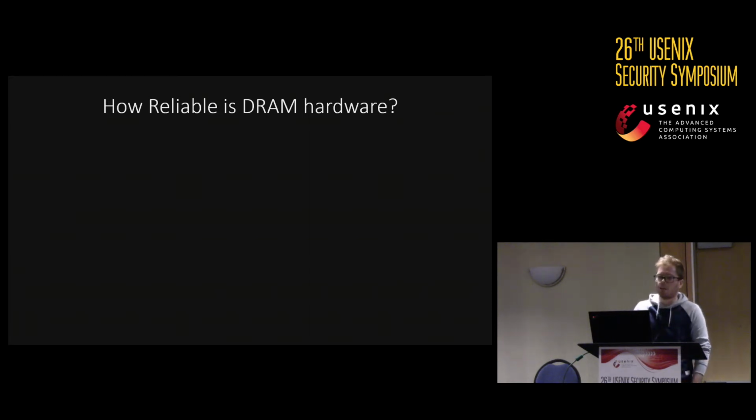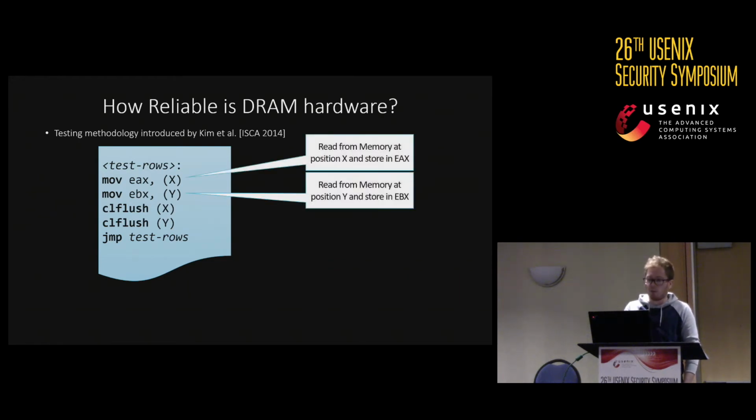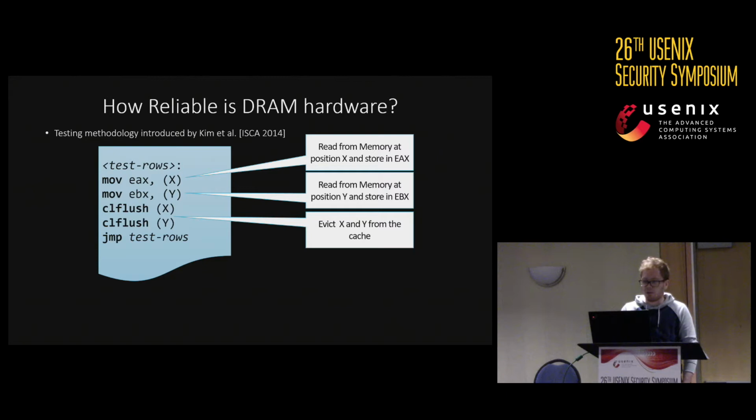So one might actually ask the question, how reliable is this mechanism? And this is exactly what Kim et al. did in 2014 when they presented a very simple code for testing DRAM hardware by accessing it from software. So these are the assembly instructions that you see. In this code, you read memory from two addresses, which we call X and Y. And then afterwards, we immediately flush these addresses to evict them from the processor cache.